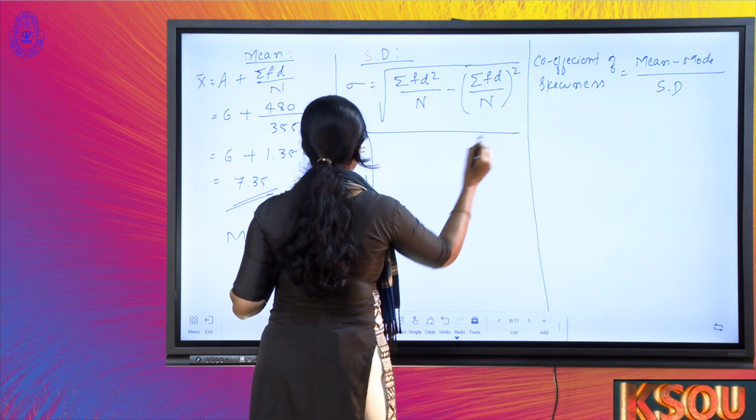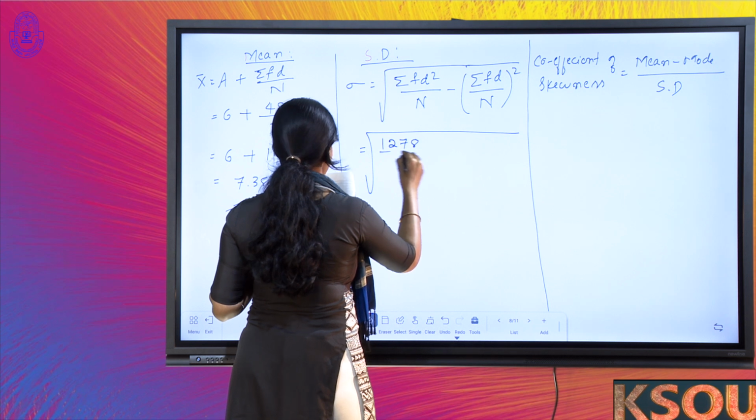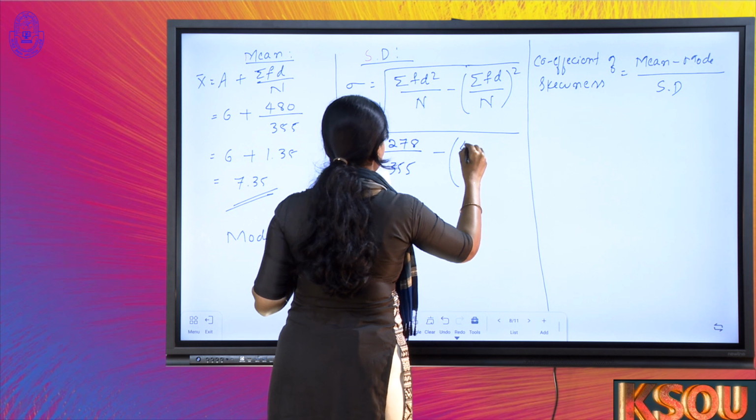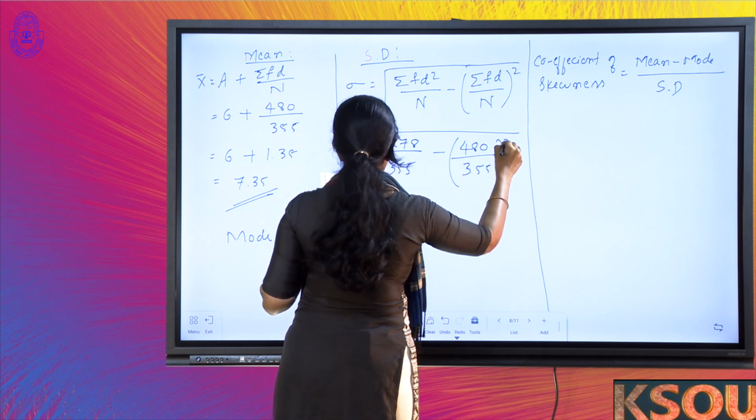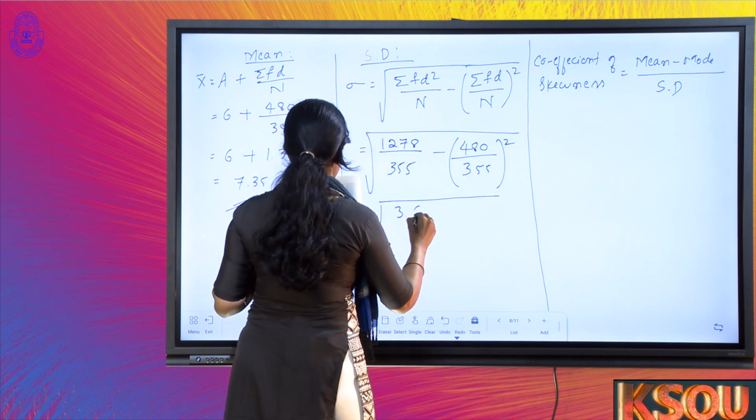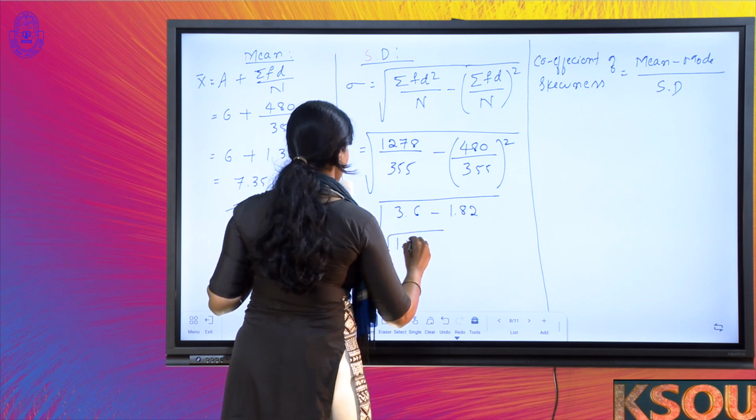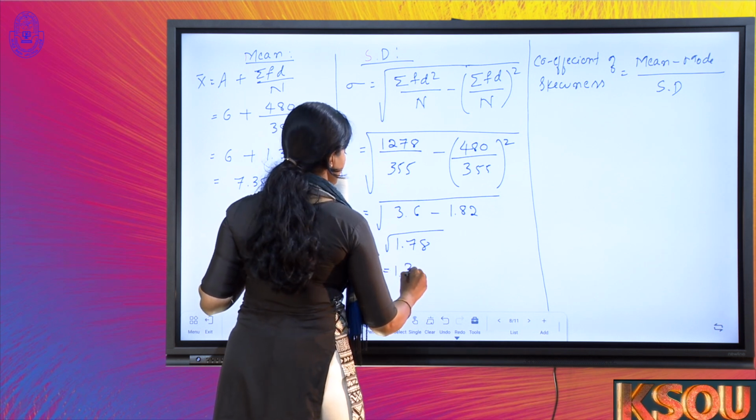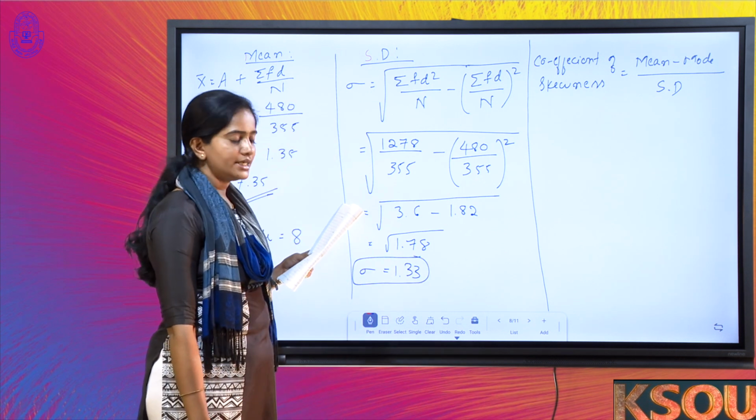So summation fd square is 1278 by 355 minus 480 by 355 whole square. Take the square root of 3.6 minus 1.82. You will have to get the square root of 1.78. So after taking the square root, you will get the value 1.33 for the standard deviation.